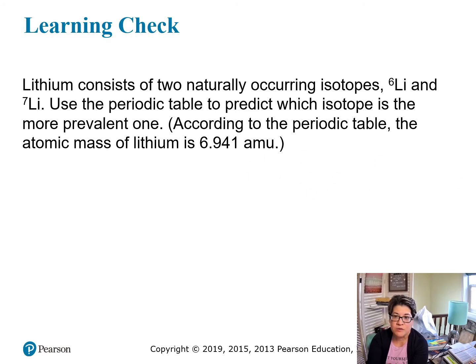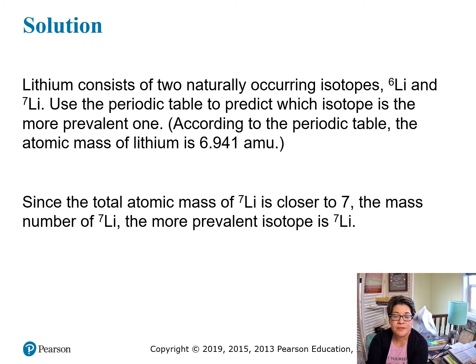Okay, so that's how we use it for lithium. Oh, whoops, that was a learning check, sorry. Hopefully you went back and paused that and answered that question. And you can see which one would be the more common one, the 7 instead of the 6, because the atomic mass is 6.9 for lithium.